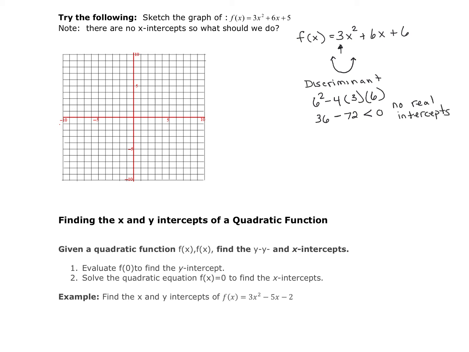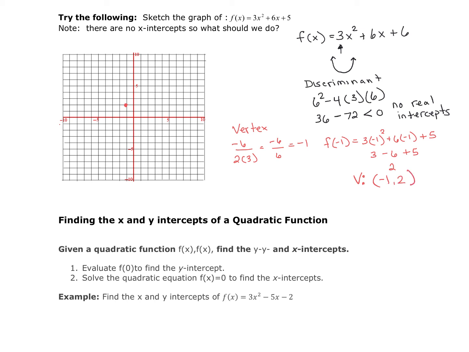So how would we graph this if we did not have our calculator? Well, what we would do is find our vertex. I'm going to use negative b over 2a. That's negative 6 over 6, or negative 1. And then I'm going to find the function value at negative 1. So this will give me 3 minus 6 plus 5, which is 2. So here we are at negative 1, positive 2. That's my vertex.